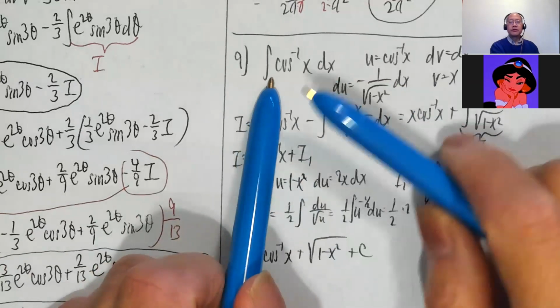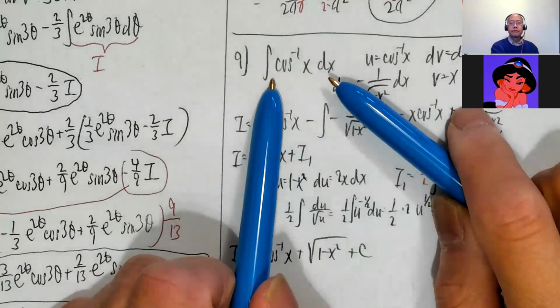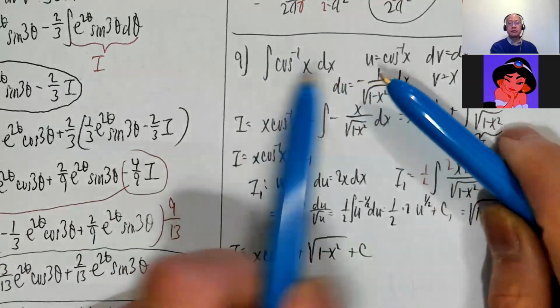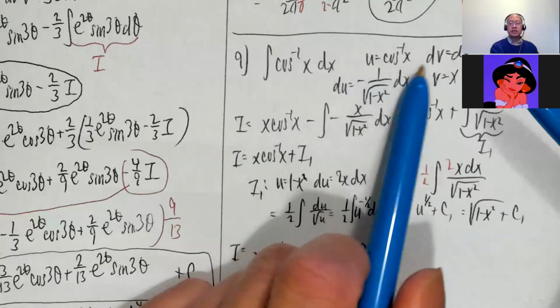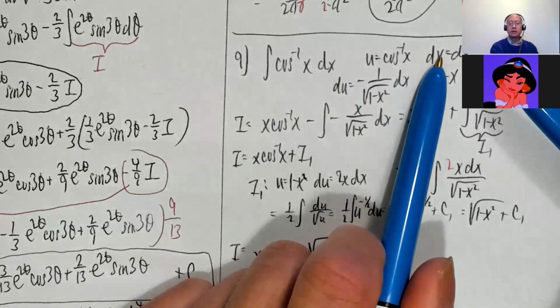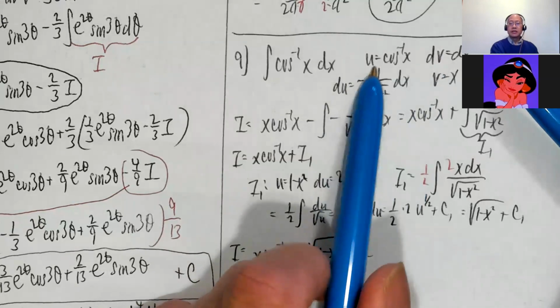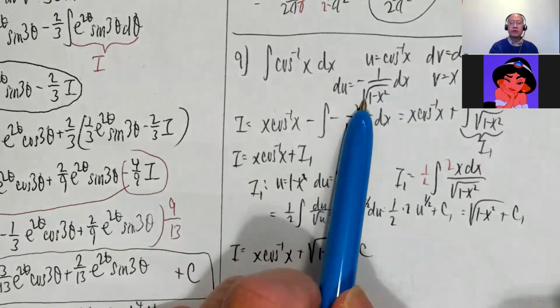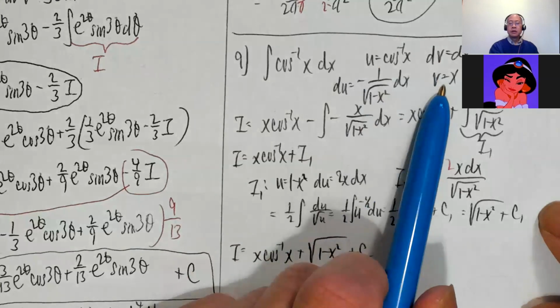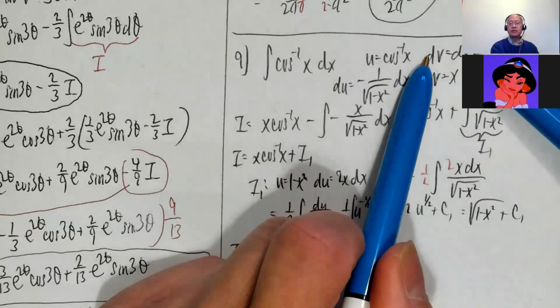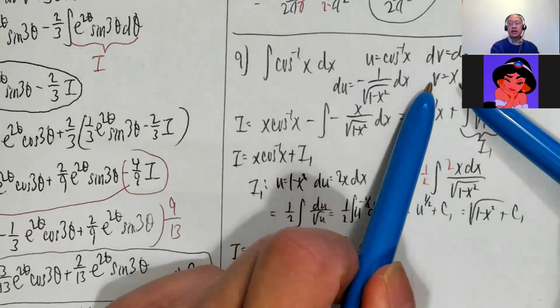Okay, all I have is inverse cosine. So let u be this, you don't really have any choice. u is inverse cosine of x, dv is dx. The derivative of inverse cosine, you might recall, is negative 1 over radical 1 minus x squared dx, v equals x. Yeah, this is a quick shortcut. Anytime you see dv equals dx, just make it v equals x.